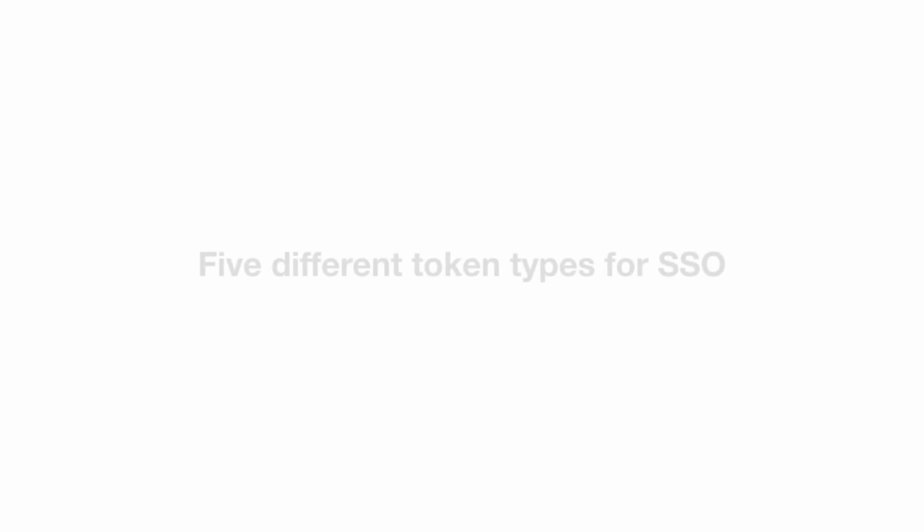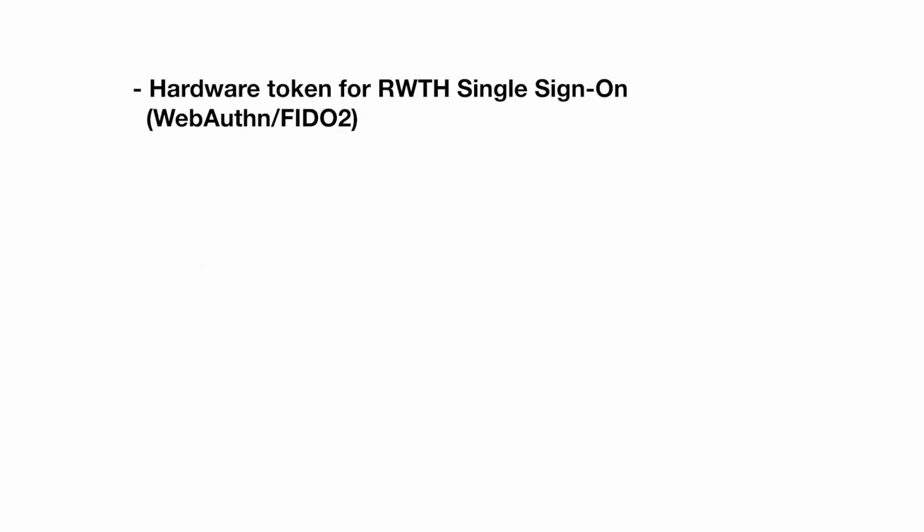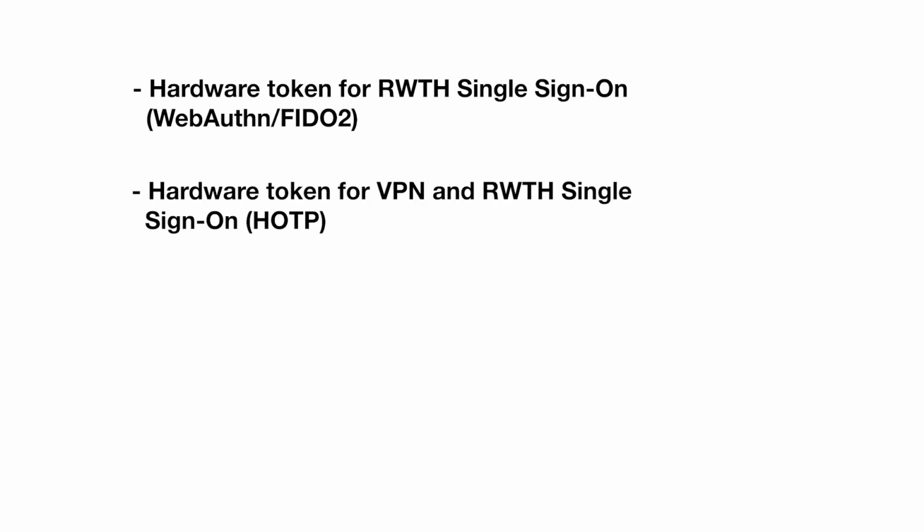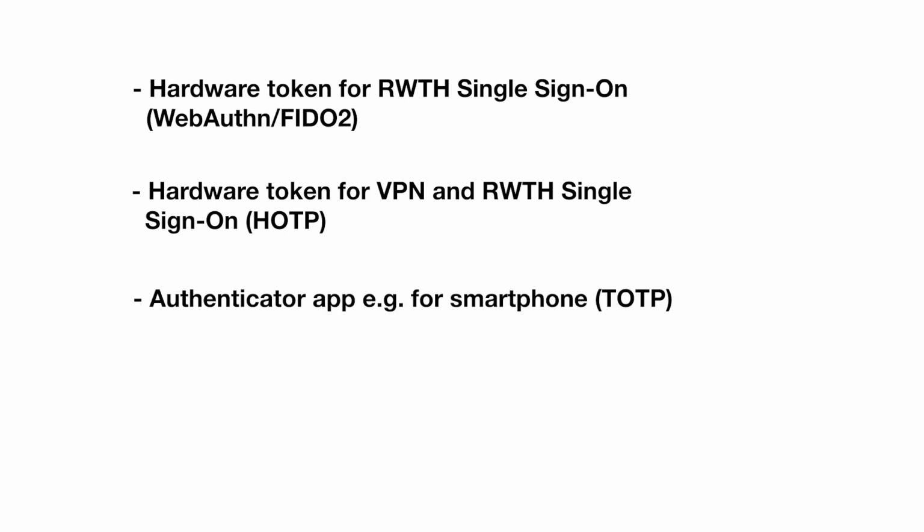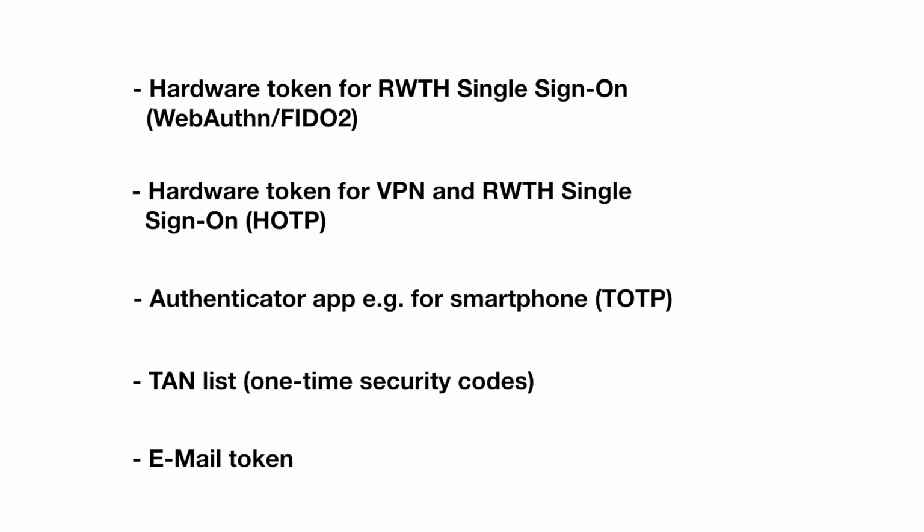To protect the SSO with another factor in addition to your password, you must choose from 5 token types. 1. Hardware token for RWTH Single Sign-On, WebAuthn, FIDO2. 2. Hardware token for VPN and RWTH Single Sign-On, HOTP. 3. Authenticator App, e.g. for the smartphone, TOTP. 4. TAN list, one-time security codes. And 5. Email. It is important to mention that hardware tokens and app tokens are the most secure.